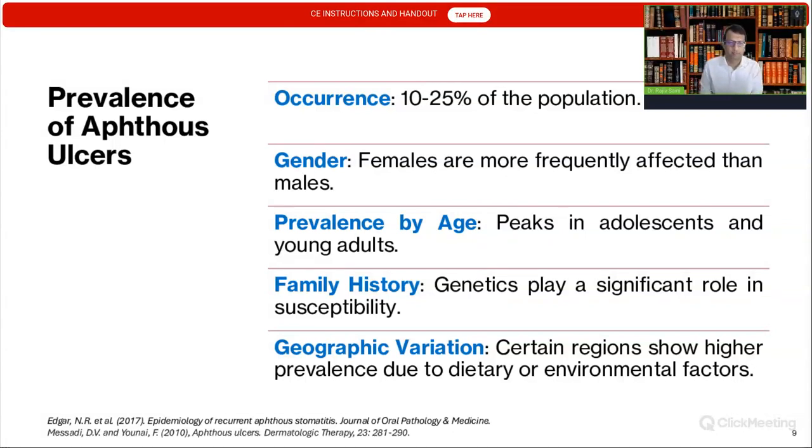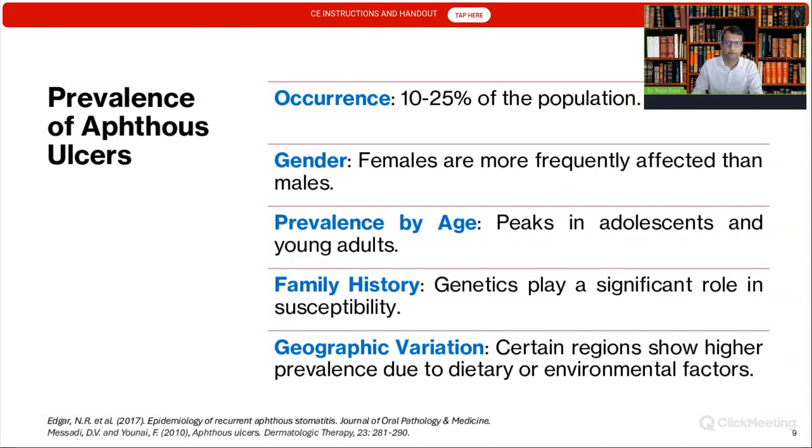Now let's discuss the prevalence of aphthous ulcers. 10 to 25% of the US population have an aphthous ulcer at one point or another in their lifetime. Females are more frequently affected than males. Aphthous ulcers are more commonly seen in adolescents and young adults.